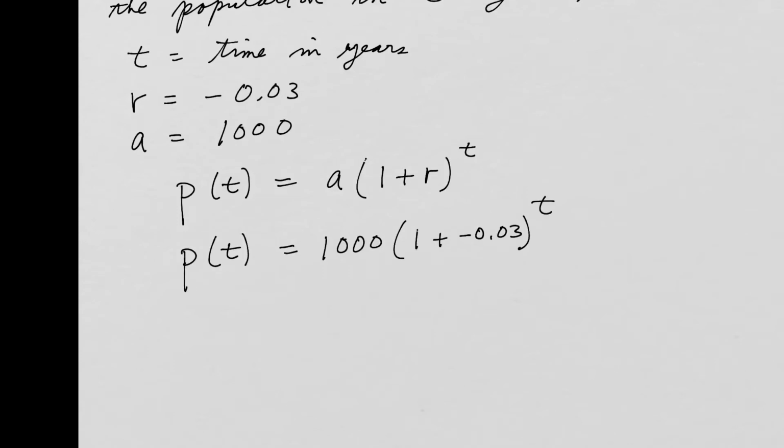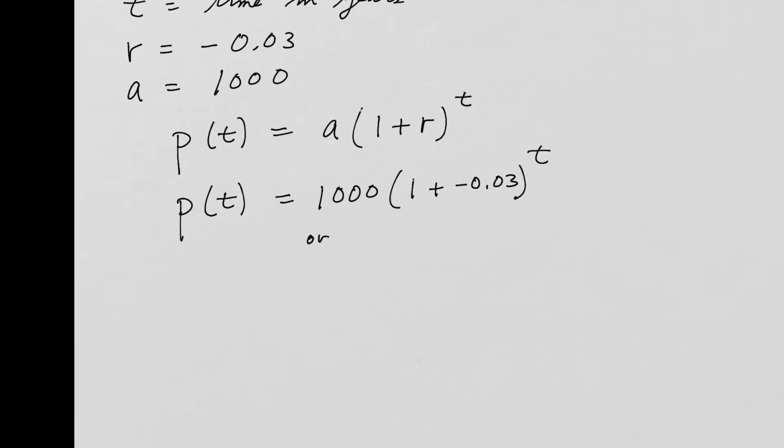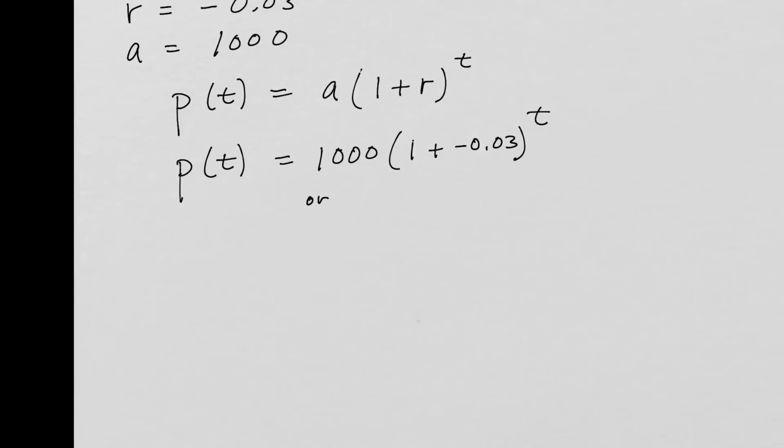And I could write it in the other form. So this is the A times (1 plus R) to the t form, but I could combine the 1 and the negative 0.03, and write this as P of t equals 1,000 times 0.97 to the t. So now it has that A times B to the t form. Either one, they're really equivalent. You're just combining the 1 plus R to get B.